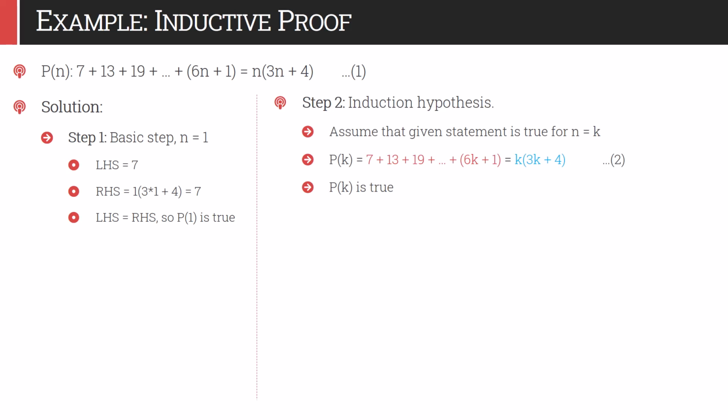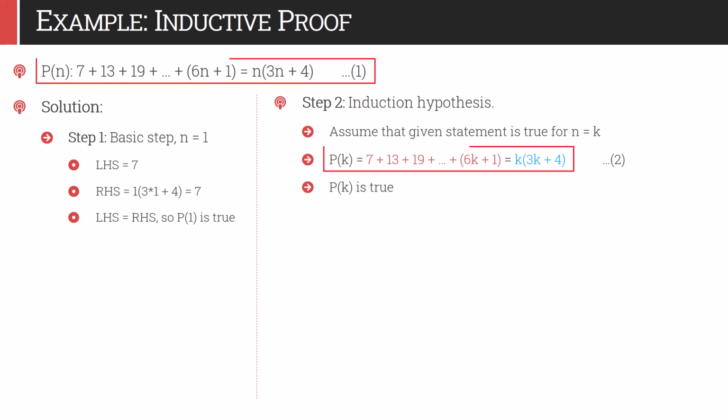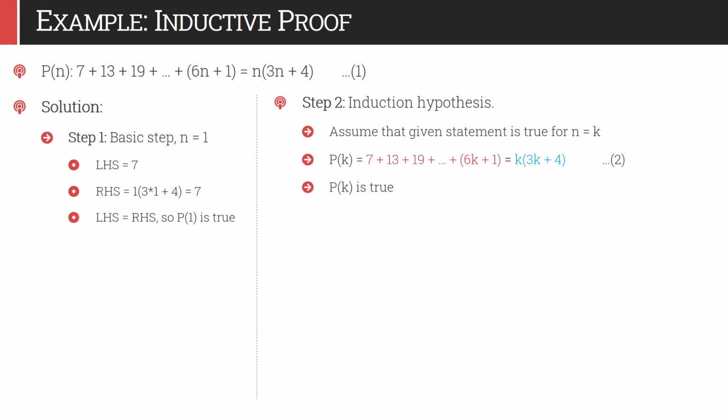Step 2 is the induction hypothesis, where we assume that the given statement is true for some n equal to k. So we can rewrite equation 1 as P(k) = 7 + 13 + 19 + ... + (6k + 1) = k(3k + 4). Simply we have to replace n by k in equation number 1. That's it in the induction hypothesis, and we are assuming that this is true. So P(k) is true.